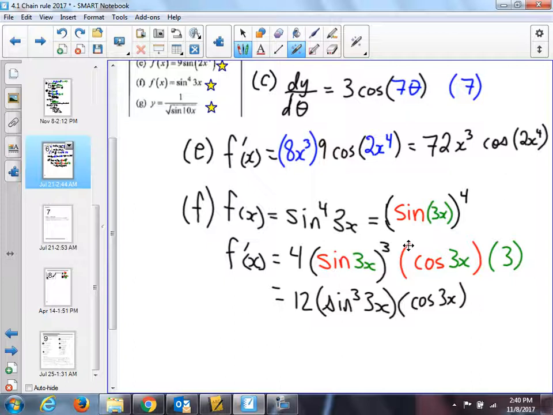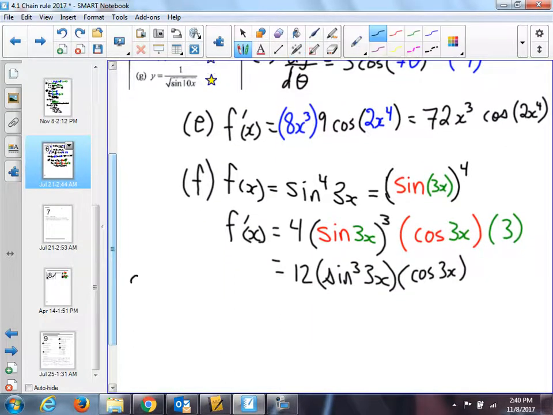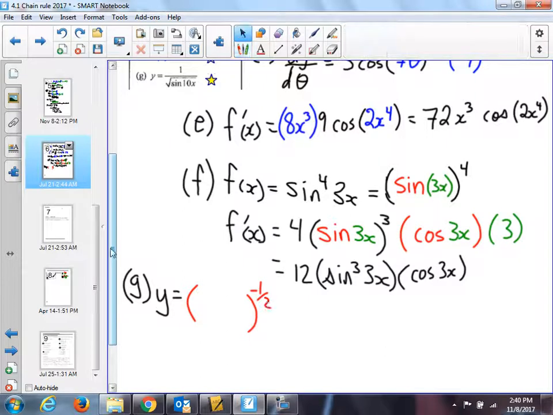I'm going to rewrite this before I do any calculus. Be very careful with your notation. I am not doing calculus, so this is y equals still. I'm going to call this outer power -1/2. I'm going to call the sine function the middle function. Inside that, I've got 10x. Three functions nested. So it's essentially like the previous problem.